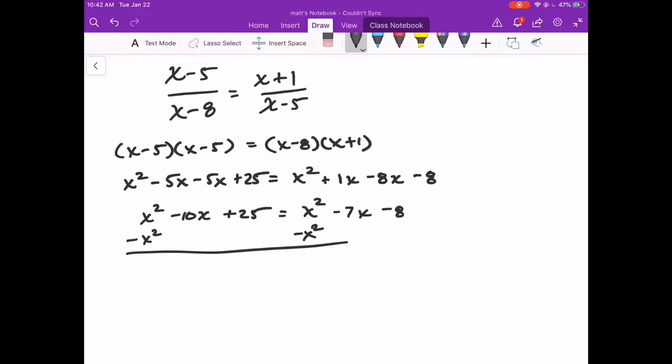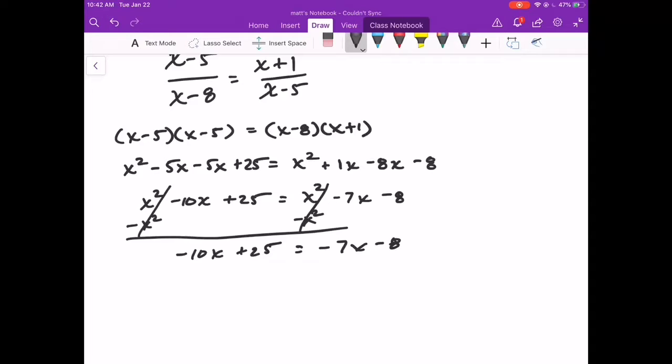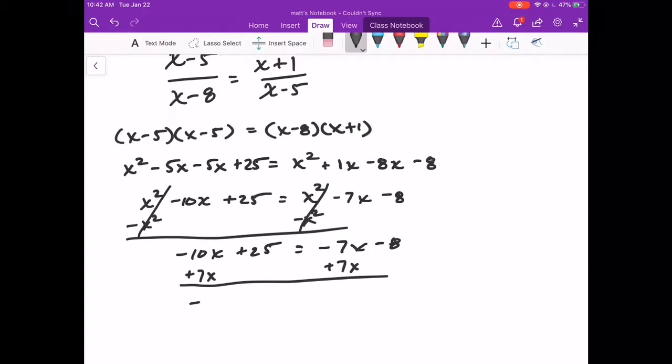Now, something really neat happens here: these cancel, and now I'm left with a linear equation, which is a little bit easier than the quadratic that I would have had to deal with. So I'm going to continue to try to get my x's with my x's now. So I could change strategies now that I've gotten rid of the quadratic term. So I'm going to add 7x to both sides. And I've got negative 3x plus 25 is equal to negative 8.